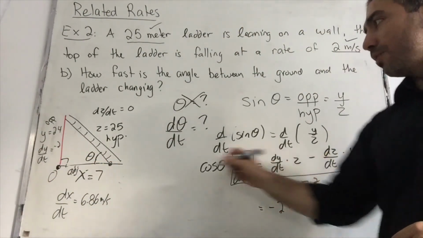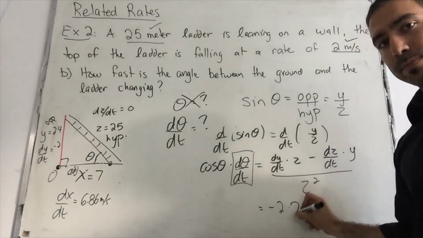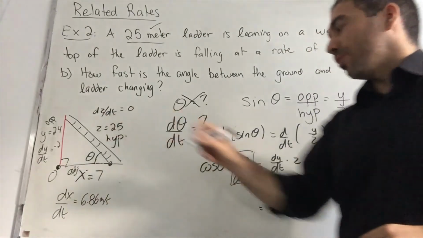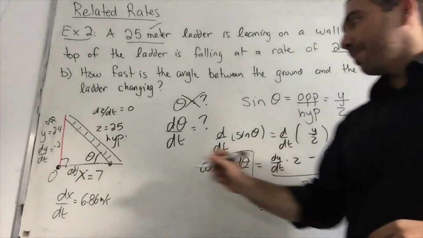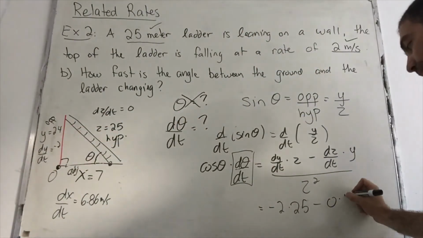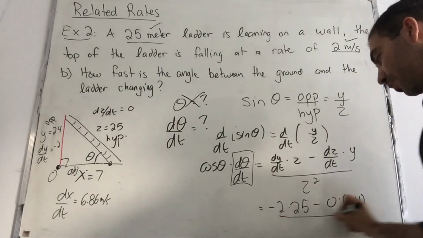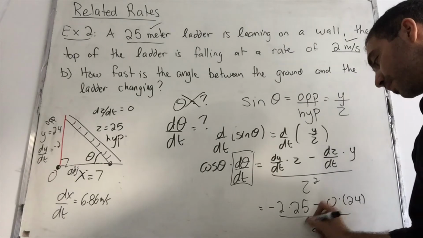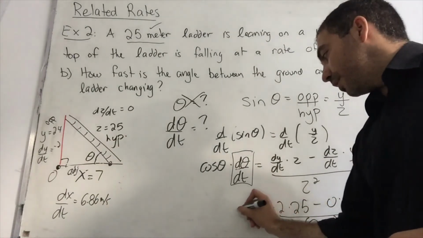Negative 2 times z, which we know is 25, minus dz/dt, the change in z with respect to time, which we know is 0, times y, which is 24. All that over z squared. Z we know is 25, so it's 25 squared. And that's equal to d theta/dt.